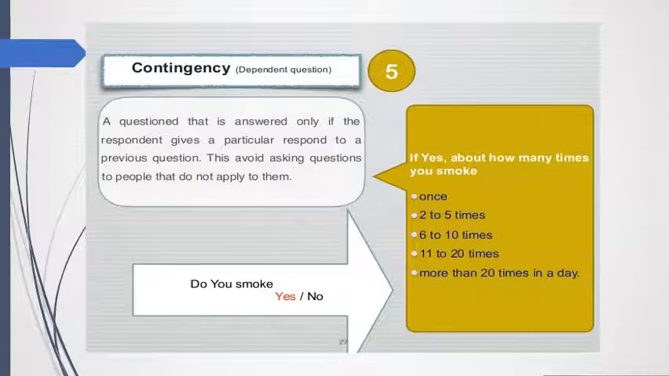The fifth type is contingency. Contingency questions are basically dependent questions. If, for example, you want to get the details of some question, then you can ask that if this is your answer, then please give detail. Like the example given over here: if yes, how many times do you smoke? So these are dependent questions. If the answer is yes, then you can ask for the details, otherwise there is no need to use such questions. Because it's a close-ended questionnaire, you have to give the options, otherwise it can also be given as an open-ended questionnaire item.